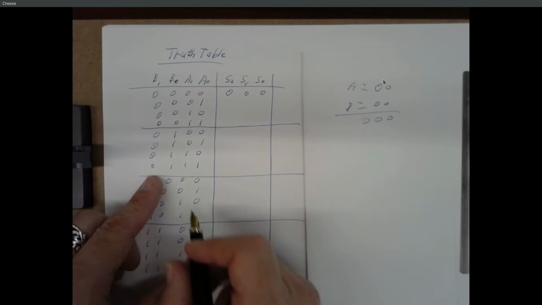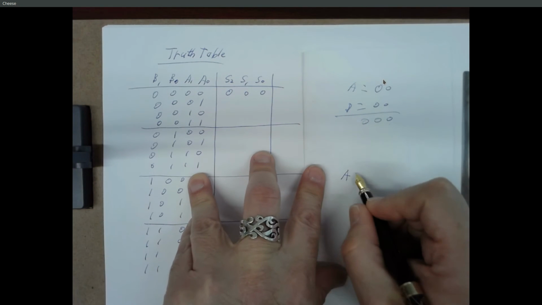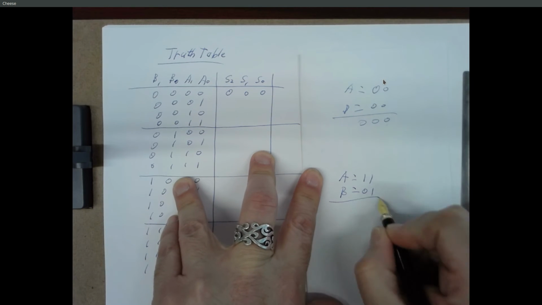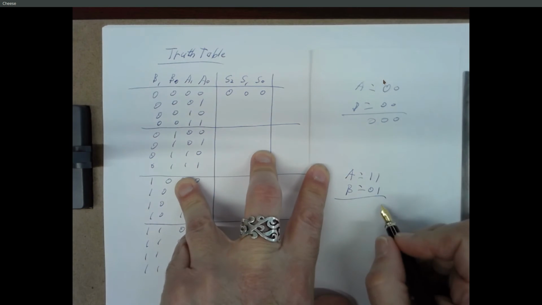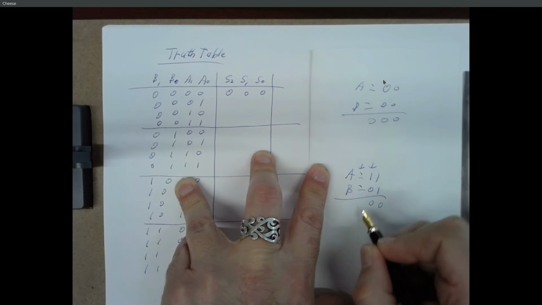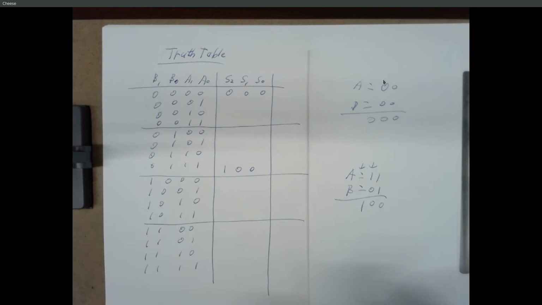Okay, let's just come down here to the 7th row. The number A is 1, 1. The number B is 0, 1. When I add those together, 1 and 1 is 0 with a carry, and the carry and a 1, the output should be 1, 0, 0. Got the idea?